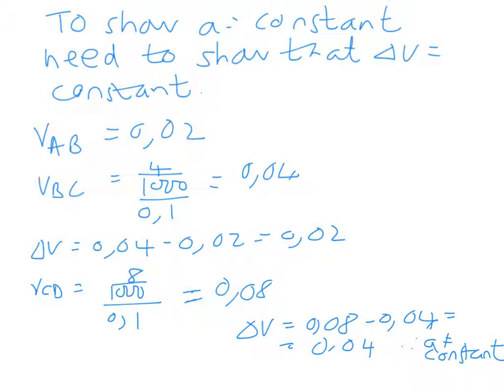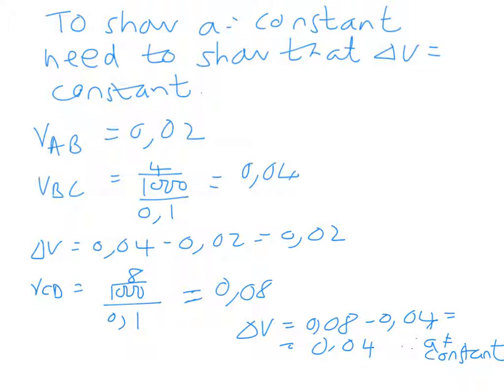Sometimes we want to show whether the acceleration is constant or not. So the definition of acceleration is the rate of change of velocity. So if the velocity changes by the same amount, then we know that the acceleration is constant. So we had the average velocity between A and B. I've then calculated the average velocity between B and C as 0.04 meters per second. I take the difference between those two and I get the difference in velocity is 0.02.